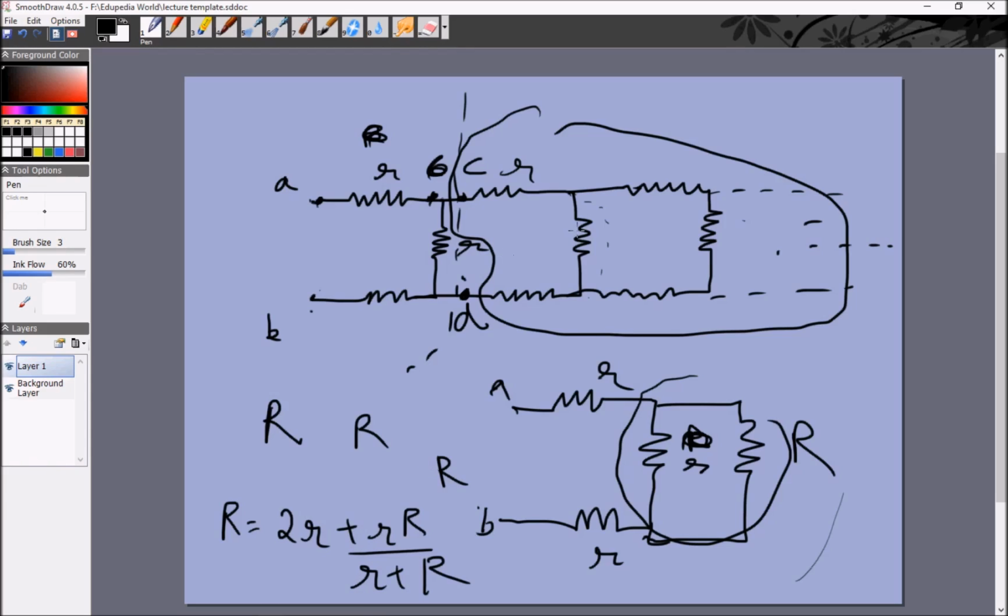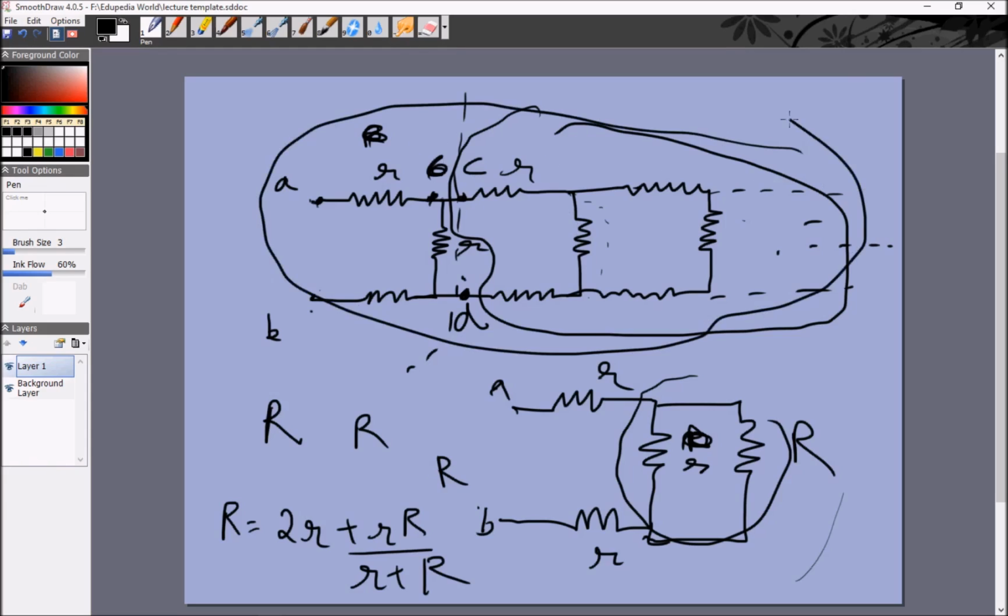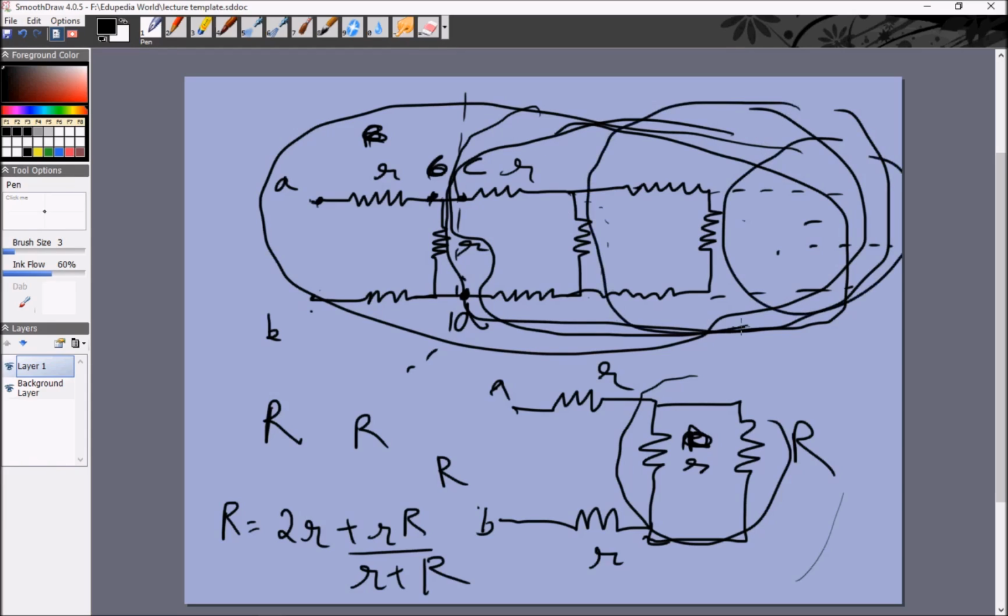So the important point here is, because it's an infinite series, this particular system is exactly identical to this particular system, which is exactly identical to this particular system or to this particular system, except 1 unit extra. And when you have an infinite number of units, 1 unit extra doesn't really make a difference.